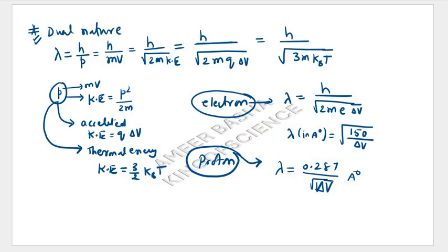Let us discuss the Einstein equation of the photoelectric effect. So what is the photoelectric effect? The photoelectric effect simply says there is a metal. When light comes and falls on the metal, then there is an emission of electrons.